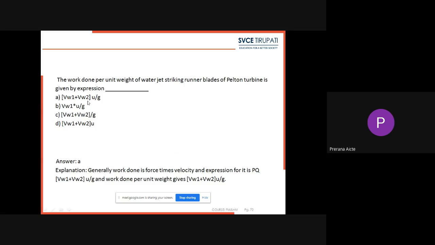(VW1 plus VW2) into U by G. So generally the work done is force times the velocity, and the expression for it is rho Q into (VW1 plus VW2) into U by G, and work done per unit weight gives (VW1 plus VW2) into U by G.